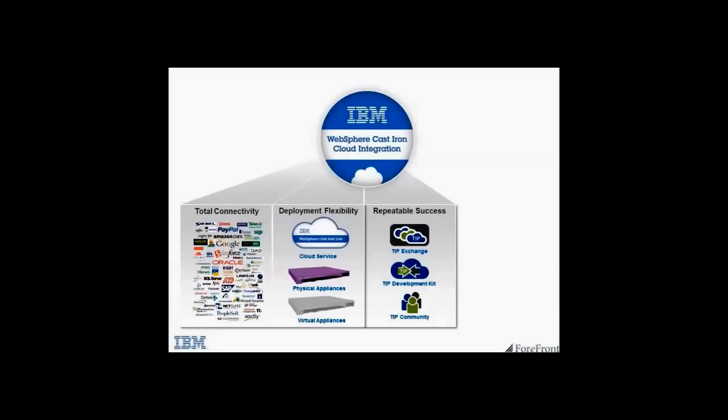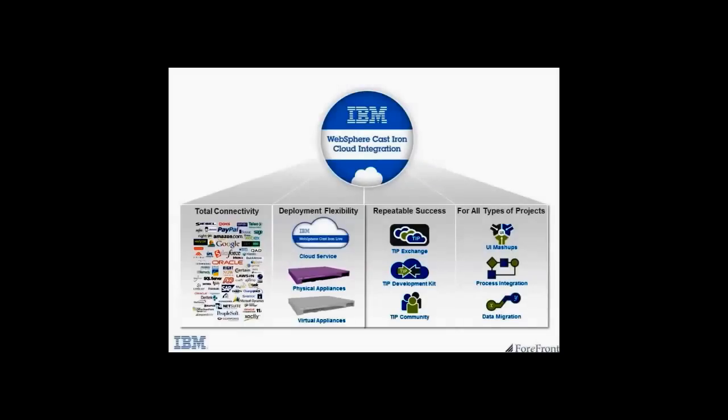Another area is what we call repeatable success. This is a big area of differentiation for Cast Iron. They have the concept of tips. If you're used to Salesforce AppExchange, this is like a tips exchange, and tips are really templates on how to get started. There's a community of people who have done it. There are IBM professional services that have put tips out there, and you can also develop your own tips that your other developers can use on the fly. A very, very big differentiator out there in the integration world.